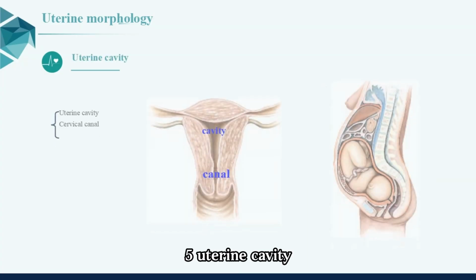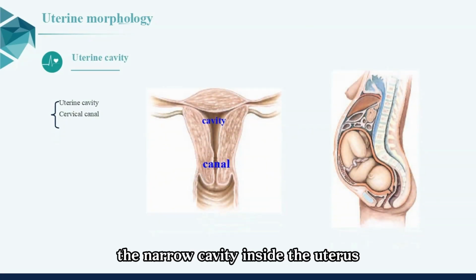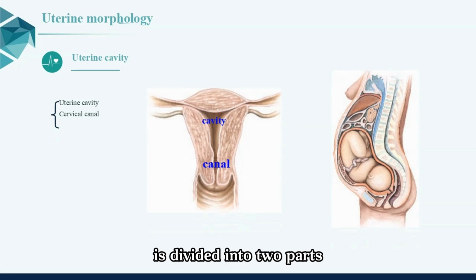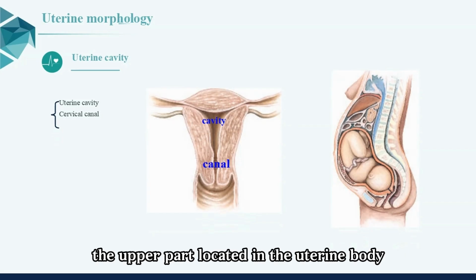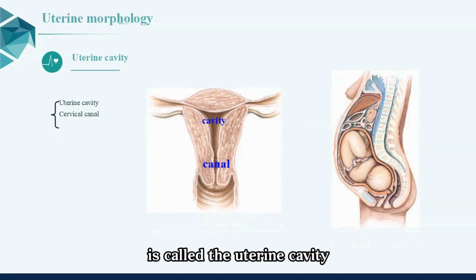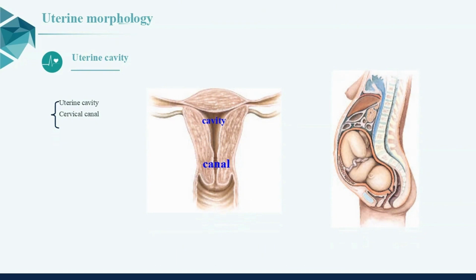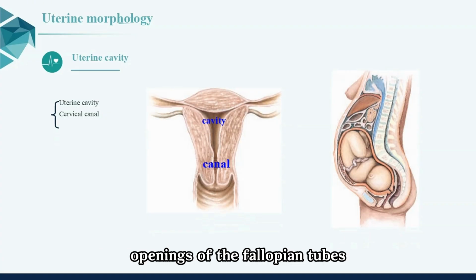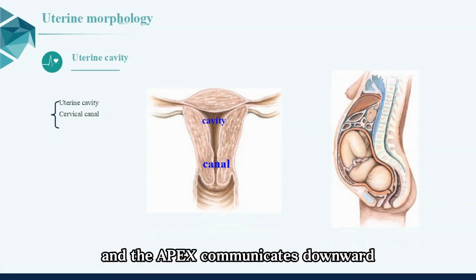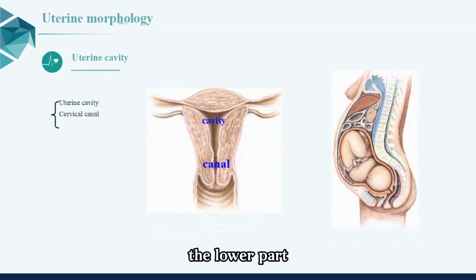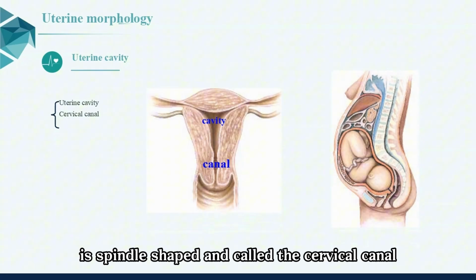5. Uterine cavity. The narrow cavity inside the uterus is divided into 2 parts. The upper part, located in the uterine body, is called the uterine cavity, which is a triangle with the base upward and slightly flattened anteriorly and posteriorly. The 2 ends of the base are the uterine openings of the fallopian tubes, and the apex communicates downward with the cervical canal. The lower part, located in the uterine neck, is spindle-shaped and called the cervical canal.